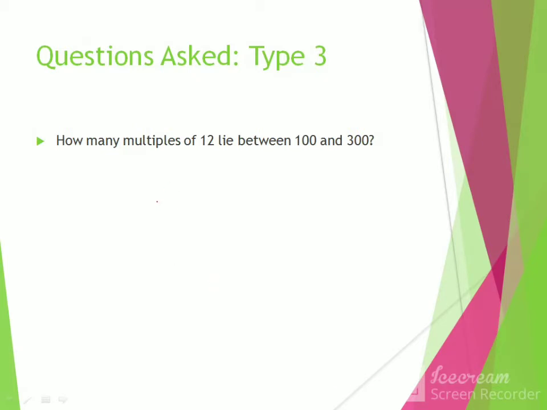Similarly, let's see the next question. How many multiples of 12 lie between 100 and 300? By now we have understood that we simply divide by that number to get the answer, instead of writing down and listing out the multiples. So if we divide 100 by 12, 12 nines are 108, 12 eights are 96, which means lesser than 100. 8 multiples of 12 are there.